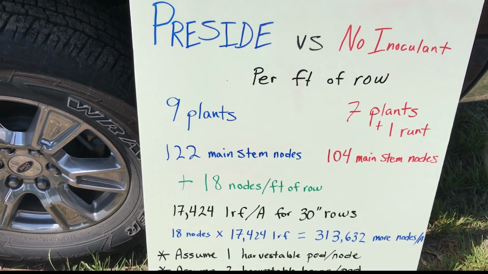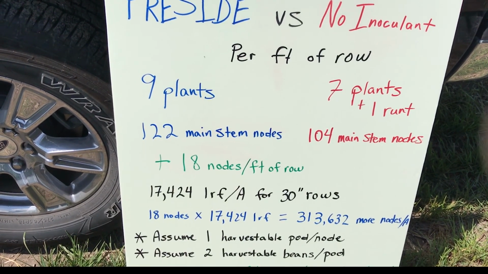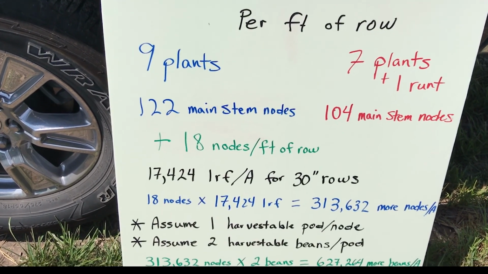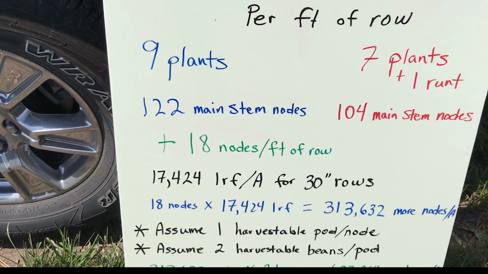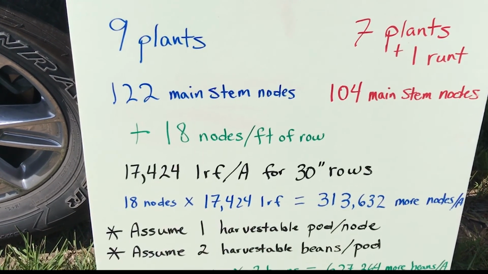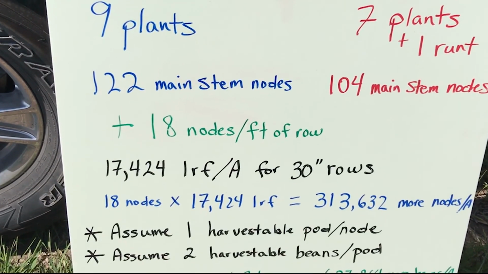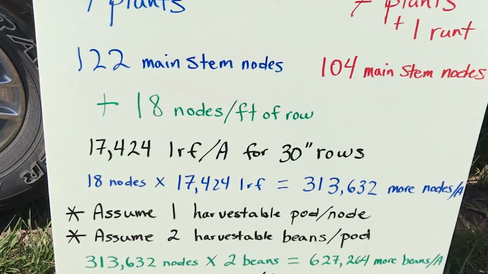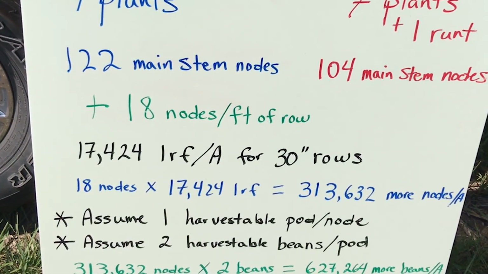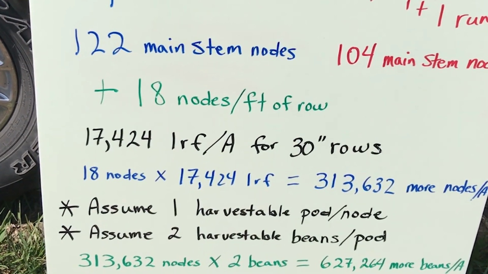Then I had to make a couple of assumptions regarding how many harvestable pods and beans we would get out of these plots. And I did some pretty conservative estimates here, assuming 1 harvestable pod per node, and assume 2 harvestable beans per pod. And if we look at harvestable pods and beans, typically as we go lower on the plant, there's more pods with more beans, and as we go up on the plant, we tend to find fewer pods, and then also usually fewer seeds in those pods. So I think these are reasonable assumptions to work with, and it'll give us a reasonable yield estimate to look at.